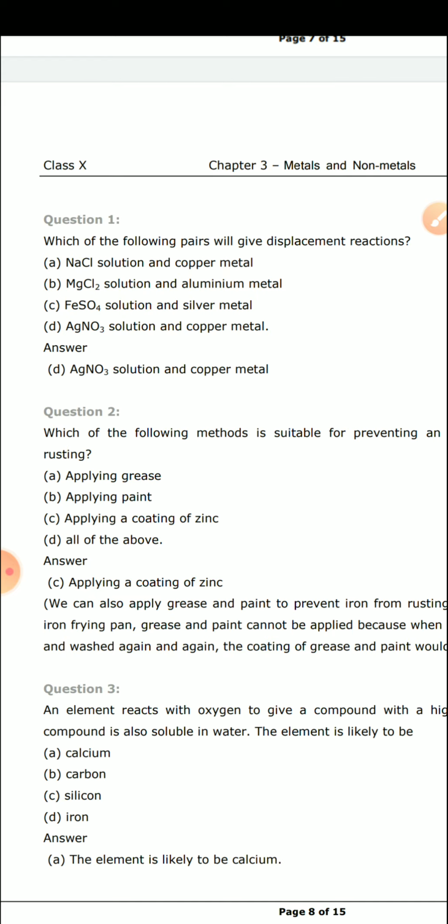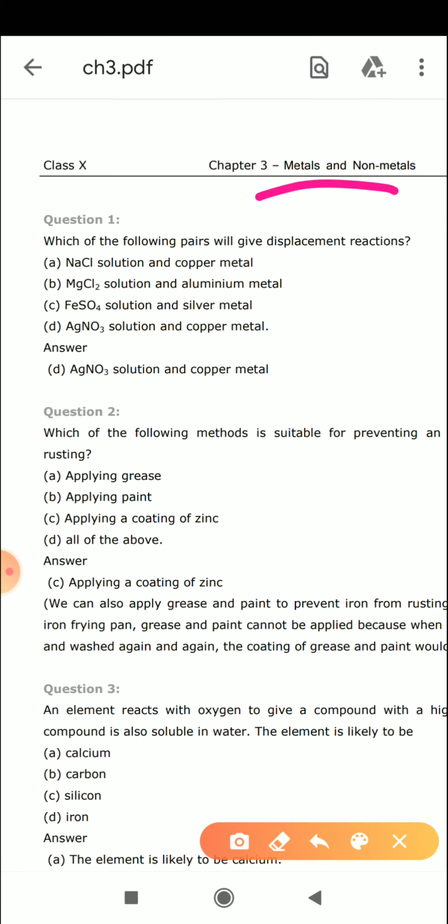First question is: which of the following pairs will give a displacement reaction? As you know, a displacement reaction is one in which a more reactive element displaces a less reactive element. So what we have to find is whether the metal is more reactive or less reactive.